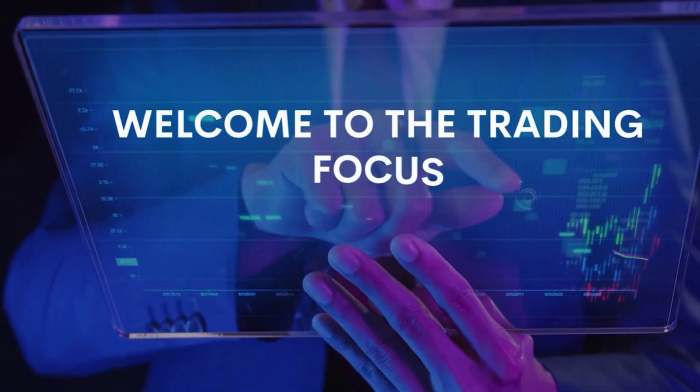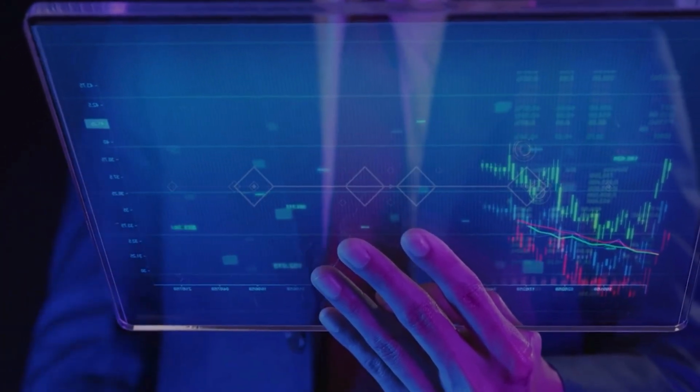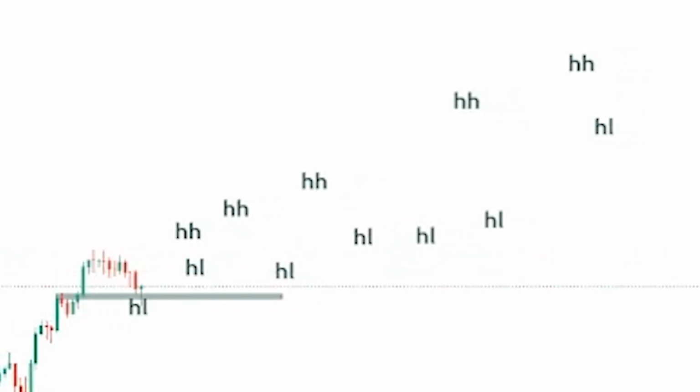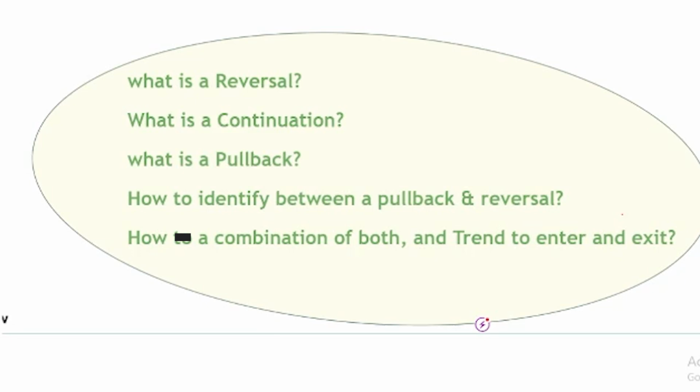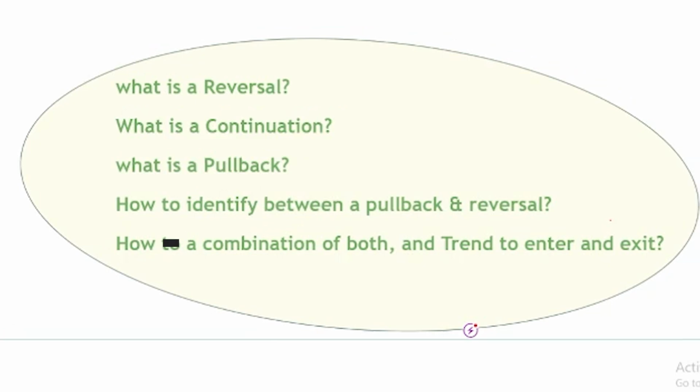Welcome to the lesson 15. So guys, in our previous video, we explained all about the trend, an uptrend and a downtrend. And today's video, we're going to explain what is a reversal in the forex market, what is a continuation, and what is a pullback in the market. And how can we identify between a pullback and a reversal? Because so many of the people confuse between a reversal and a pullback. And after that, we are going to combine both together with a trend in order to enter and exit the market.